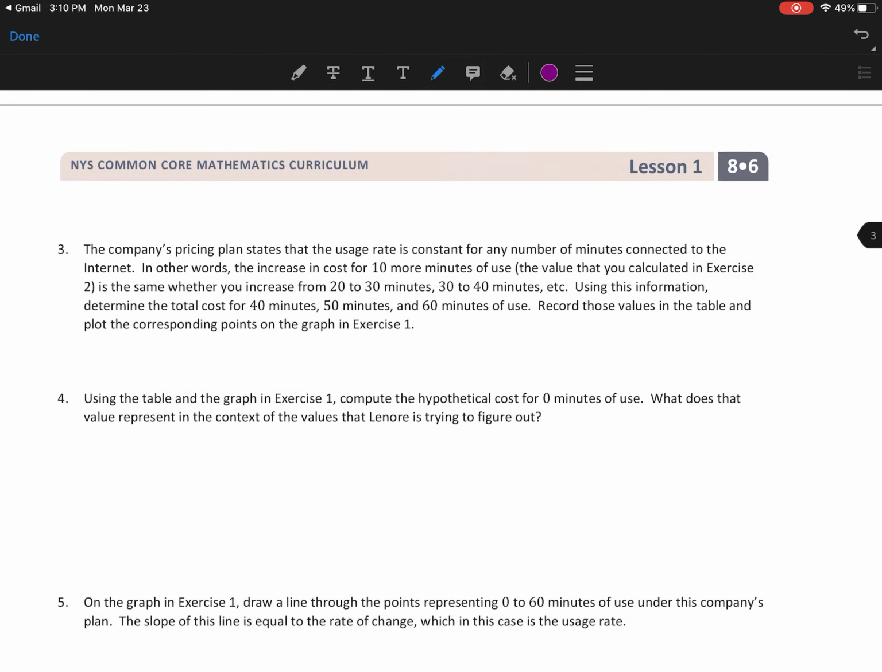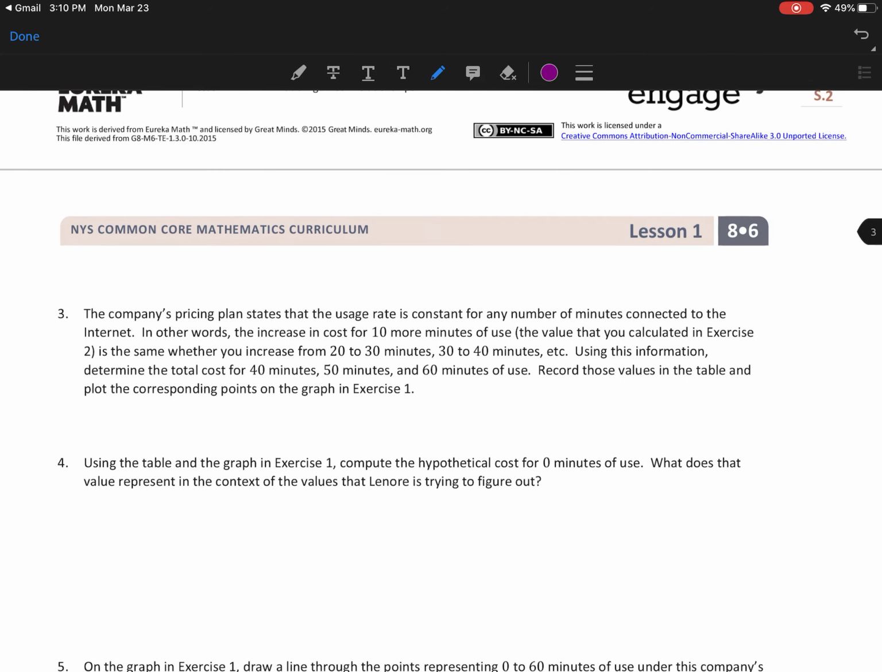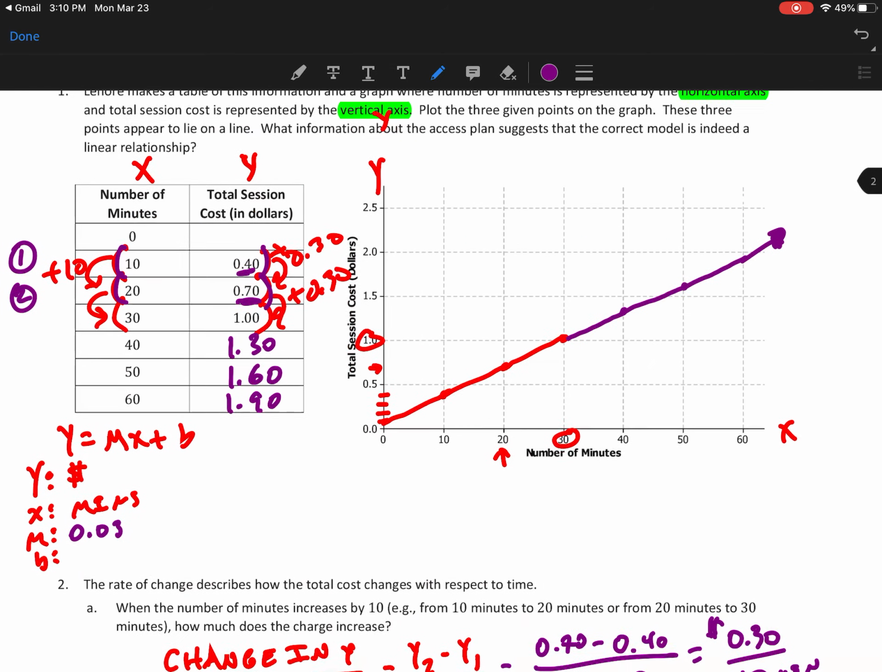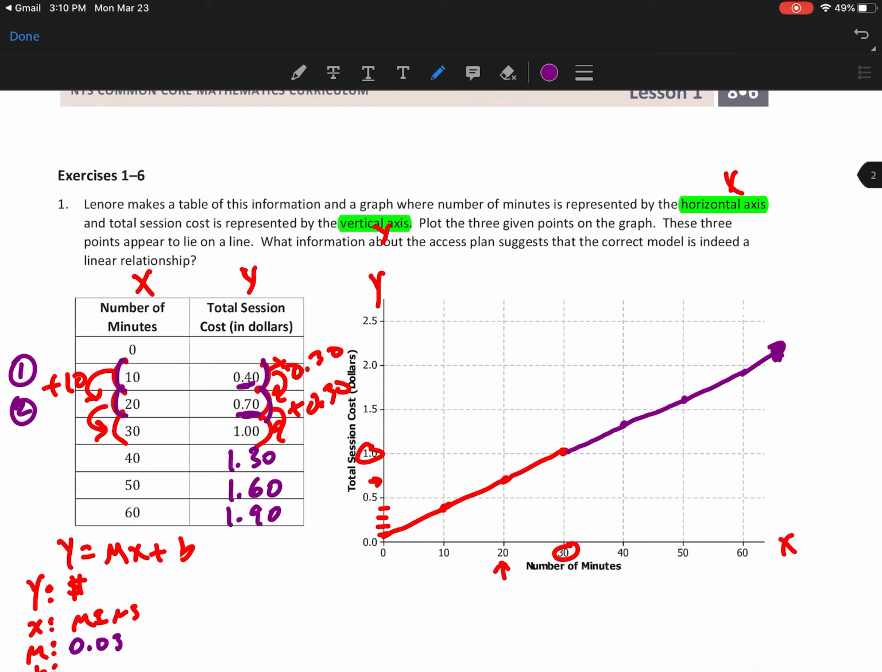Okay, using number 4, using the table in the graph in exercise 1, compute the hypothetical cost for 0 minutes of use. What does that value represent in the context of the values that Lenore is trying to figure out? Okay, hypothetical, not necessarily true, but you know, there's theory. What is it theoretically?